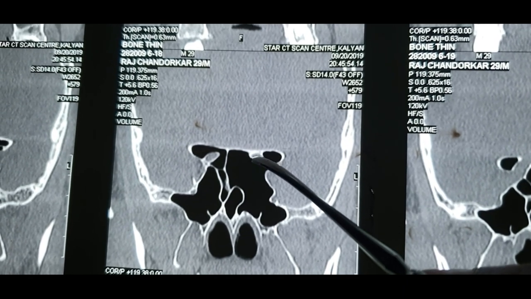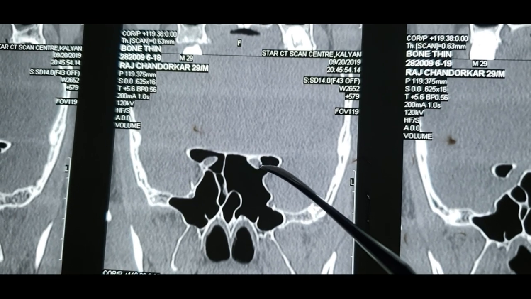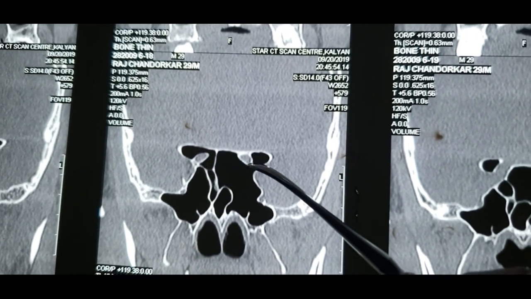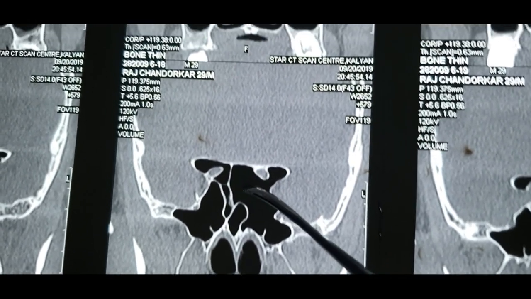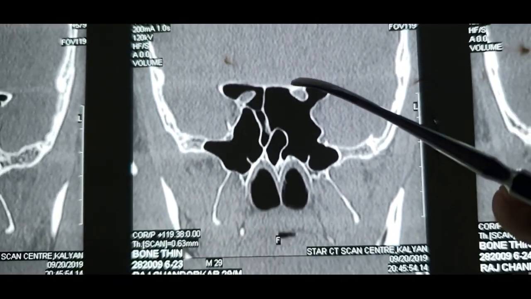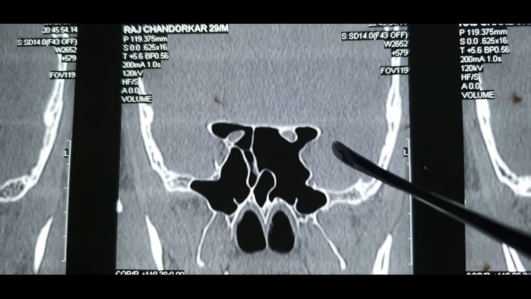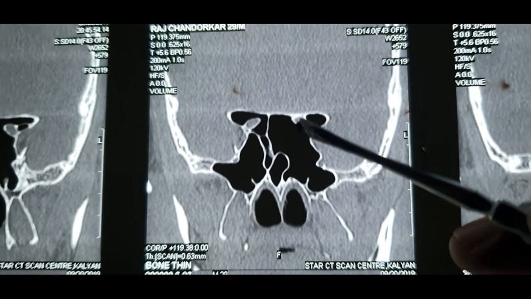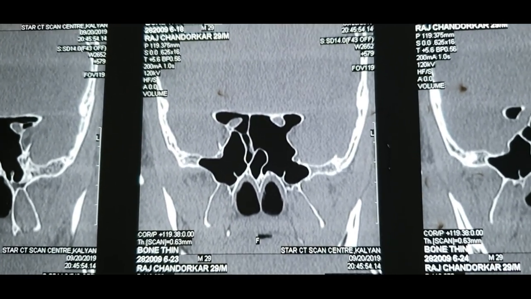It is very uncommon for the optic nerve to be running in a separate canal over here, and that too totally within the sphenoid sinus. So a surgeon called Delano had given the classification known as the Delano grading, D-E-L-A-N-O, the Delano classification, in which he has stated four groups of the optic nerve in relation to sphenoid sinus pneumatization.